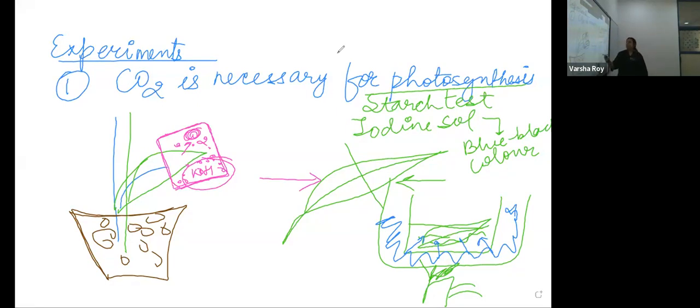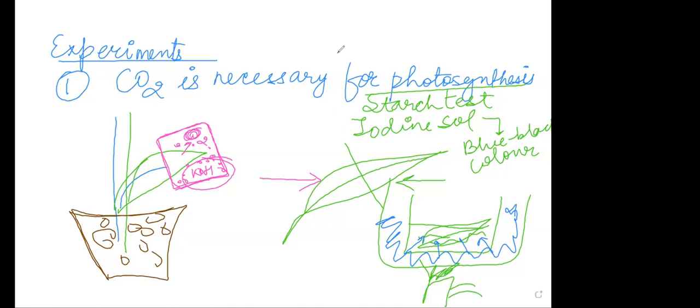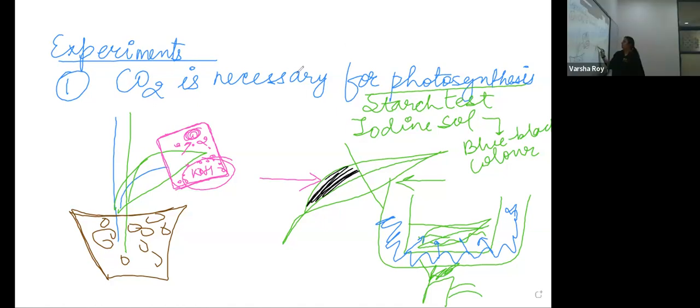अब इस लीफ को स्टार्च टेस्ट पे डालेंगे. जब इसको स्टार्च टेस्ट पे डालेंगे तो कौन सा पोर्शन ब्लू ब्लैक दिखेगा? One which has starch below one. ये वाला पोर्शन ब्लू ब्लैक होगा और ये वाला पोर्शन में नो टेस्ट. So what does it prove? CO2 is necessary for photosynthesis.